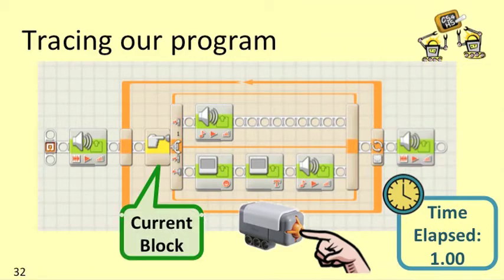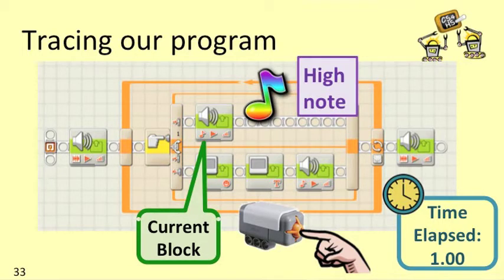Now, you might think that since we removed our finger from the button for a moment, now we should play the low note. But the NXT just follows the instructions in the program, and the program tells it to check the touch sensor and see what it's doing right now. And right now, that button is pressed. So we take the high path again.